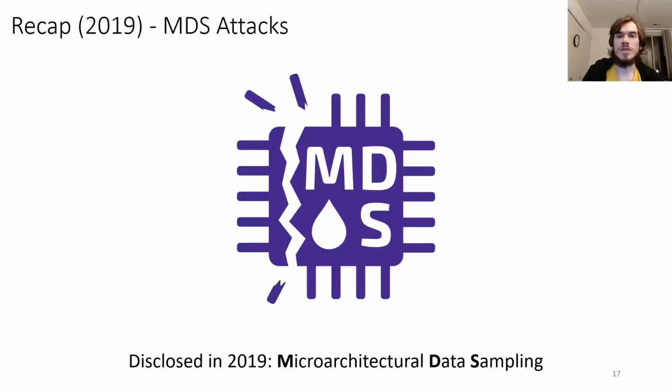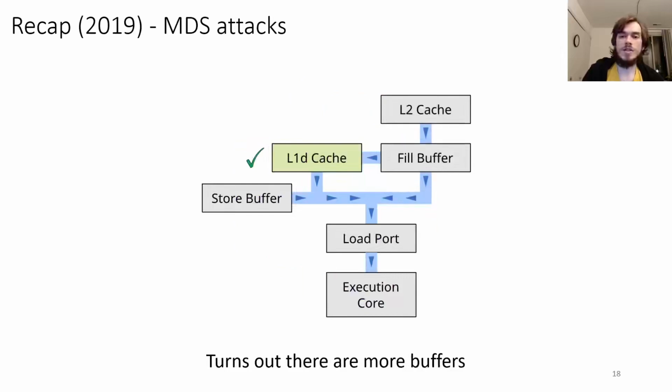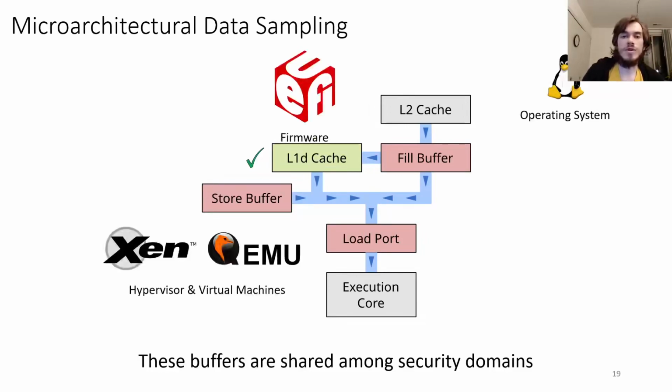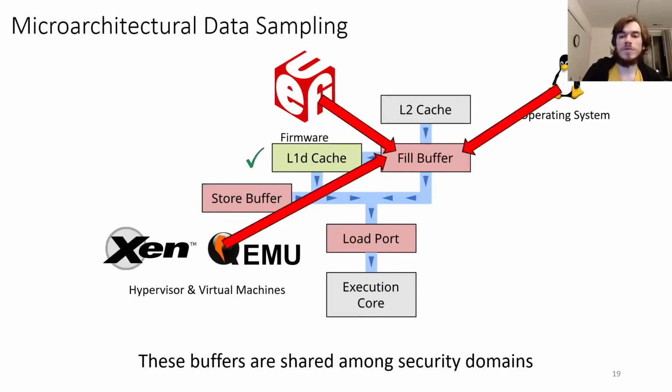So that was 2018. What happened in 2019 is that a new class of attacks got disclosed, namely microarchitectural data sampling attacks, or MDS in short. It turns out there are more buffers. You have a fill buffer, a store buffer, and a load port. And again, all of these are shared among different security domains. So we have our operating system, we have our UEFI firmware, we even have a hypervisor and virtual machine, and all of these share these buffers.